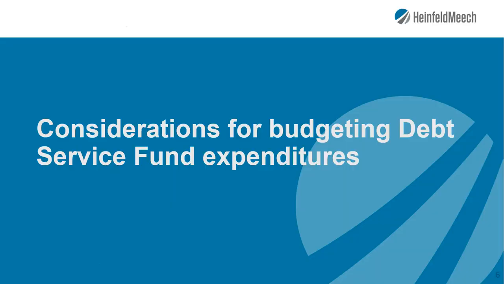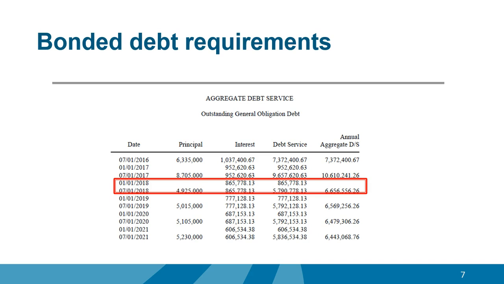Now let's take a look at a few items to take into account to determine the proper debt service fund expenditure budget amount. The first consideration is to take a look at your district's upcoming bonded debt requirements. If you have issued debt recently, or if you issue debt often, then you likely have a nice summarized aggregate debt service schedule like the one here, and as a result can find what you are looking for in one place. If you do not have an aggregate debt service schedule, you will have to compile the data from each individual debt service schedule for each individual bond your district has outstanding.